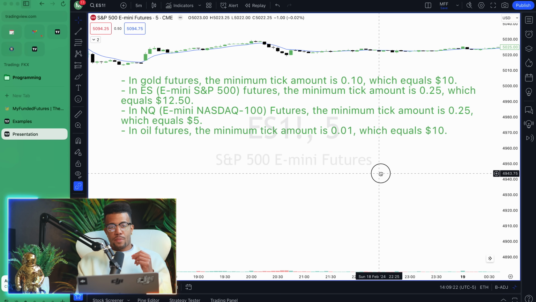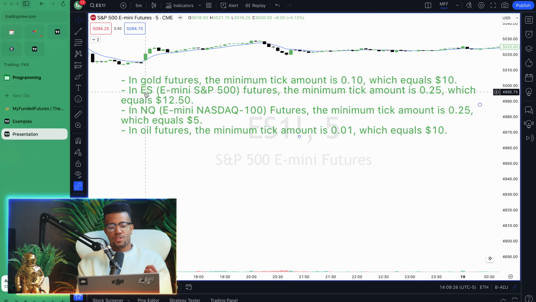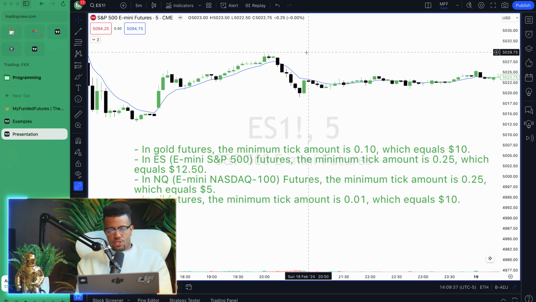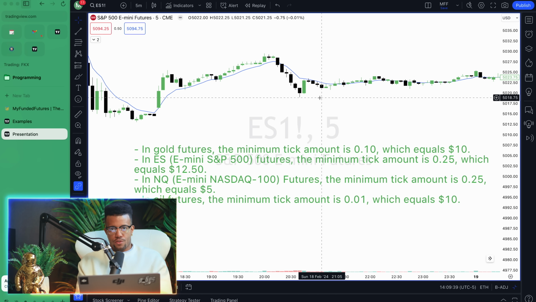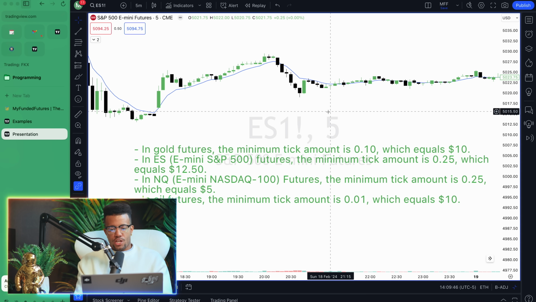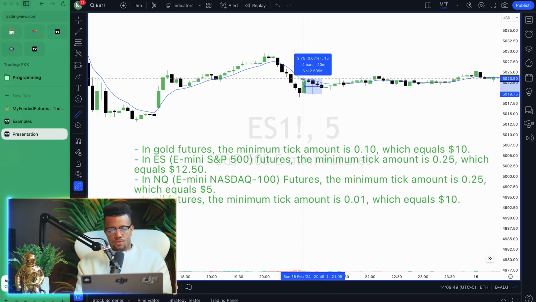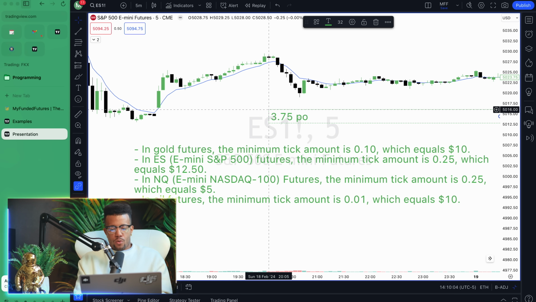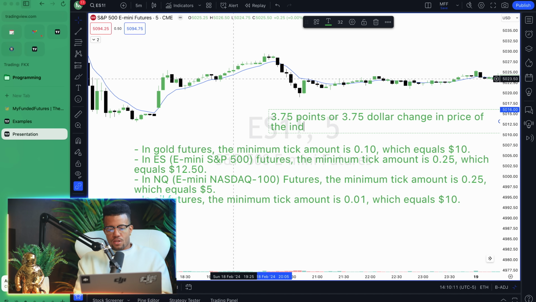So we're going to look at some examples to break this down, and we're going to start with ES, E-mini S&P 500 futures, because we're on this chart right here. If I zoom in on this chart, and I measure the change in price, this is TradingView for those of you who aren't familiar with this charting tool, a pretty standardly used charting tool. I want to look at the change in price of just this one candle here. I can measure it from bottom to top. It's 3.75 points. Let's write some stuff down. This green candle, 3.75 points, or we can say $3.75 change in price of the index.